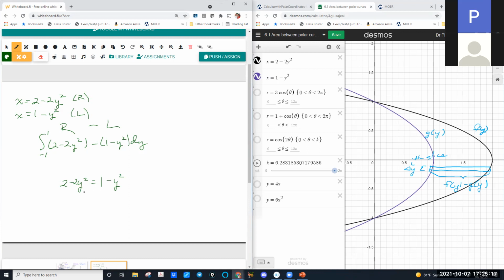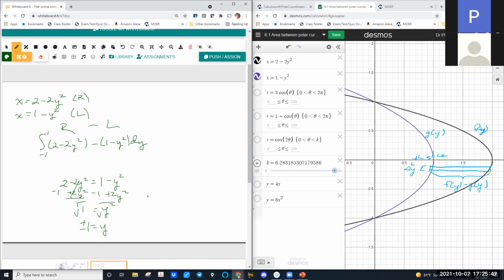And we solve this. So we can add 2y squared to both sides. Subtract 1 from both sides. We get y squared equals 1. Square root of both sides, we get y equals plus or minus 1. So for finding your limits, they can be done graphically or algebraically, whichever you find easier.